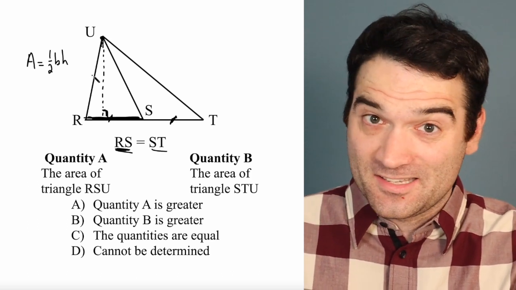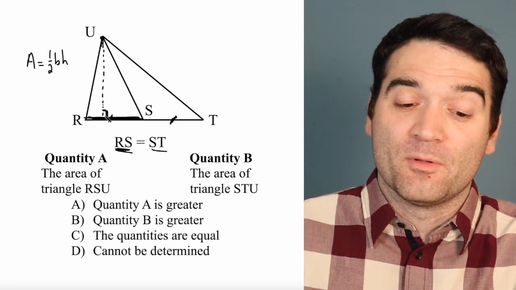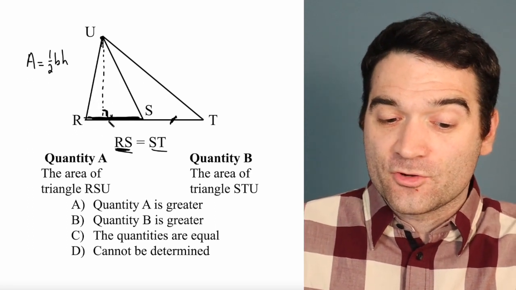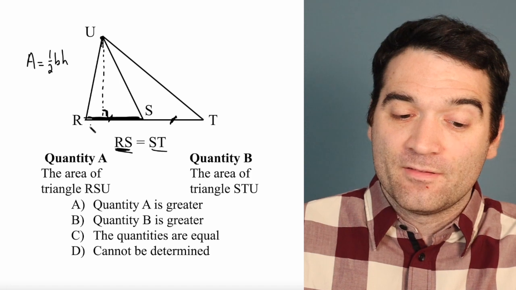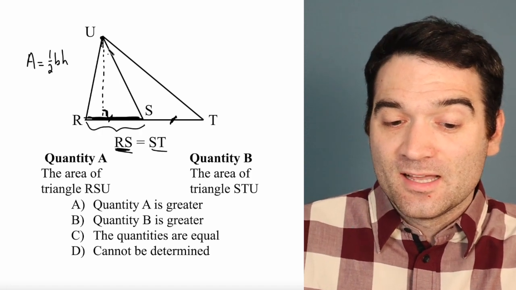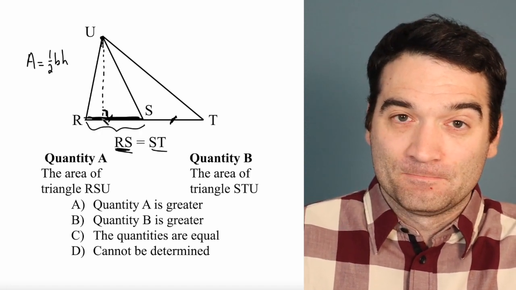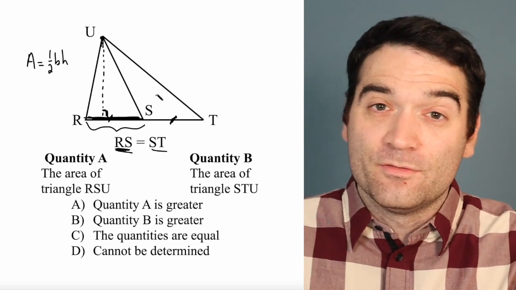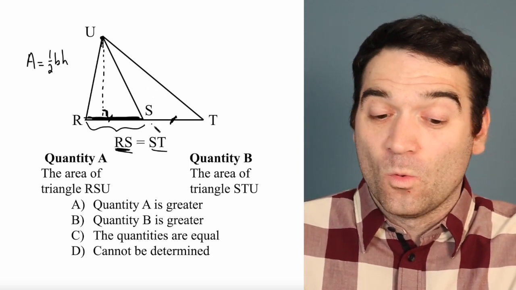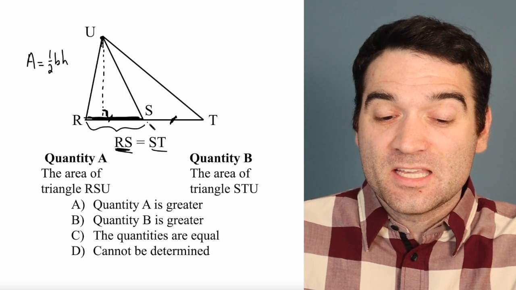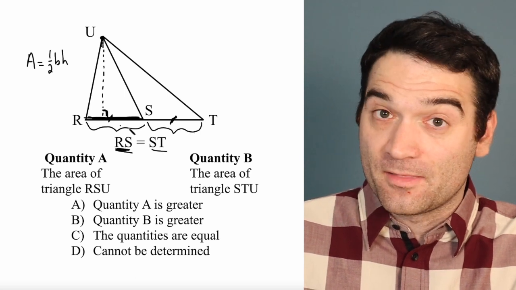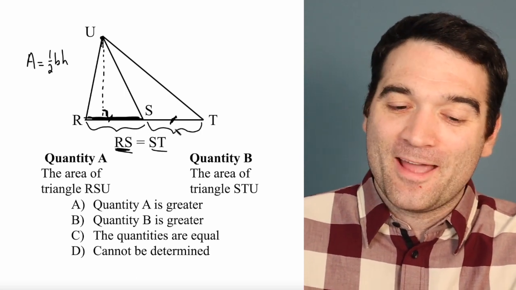So I don't have any distances here. I don't have any distances in this problem, but I know that the area of triangle RSU is going to be 1/2 times this times the height right there. How about the area of triangle STU? Well, let's make ST the base, right? That's the same length as RS. I'm just putting a pin in that right now.